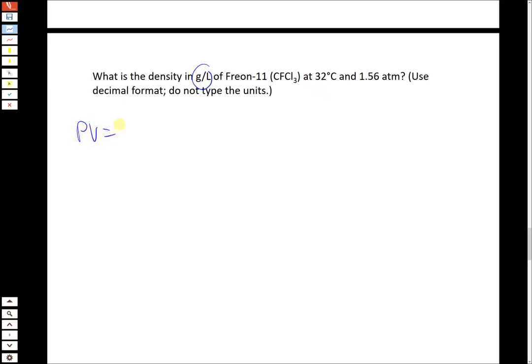So we start with PV = nRT, and what we're going to do is replace n, which is number of moles, with the mass divided by the molar mass. So that's a definition for number of moles that we learned back in chapter 5 in terms of the mass of the compound or the mass of the substance, mass divided by molar mass. So we make that substitution.